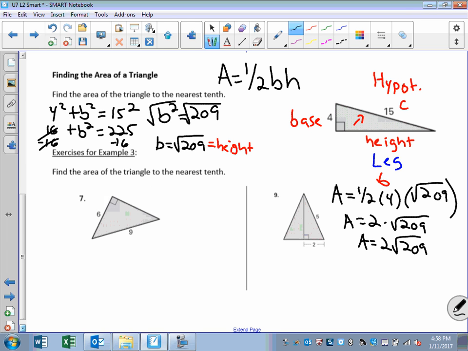So that's how you would go about solving for the area of a triangle. First we had to find the height, which was the same thing as one of the legs because they gave us the base already. And then we just had to plug the base and the height into the formula. A equals 1/2 times base times height.